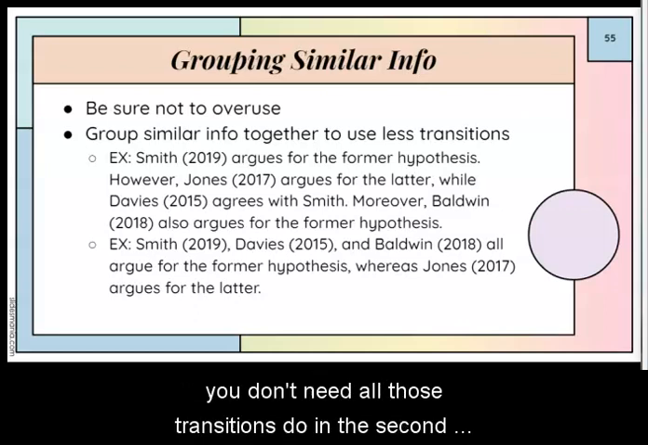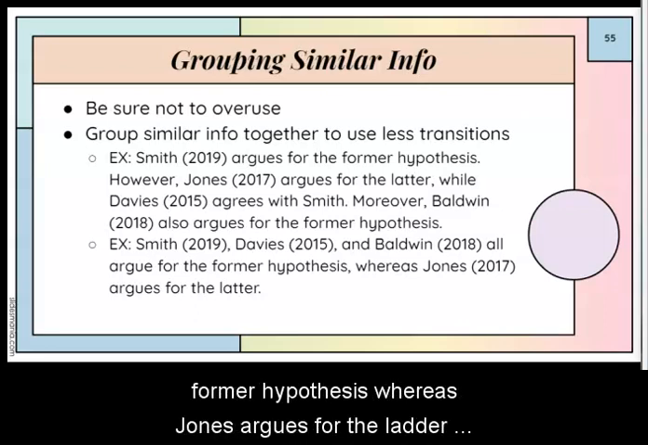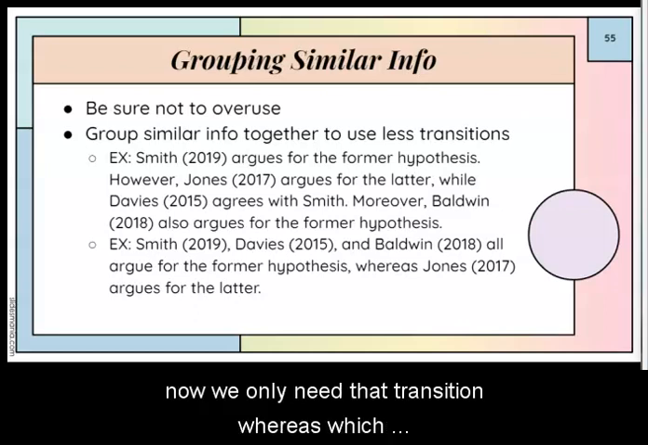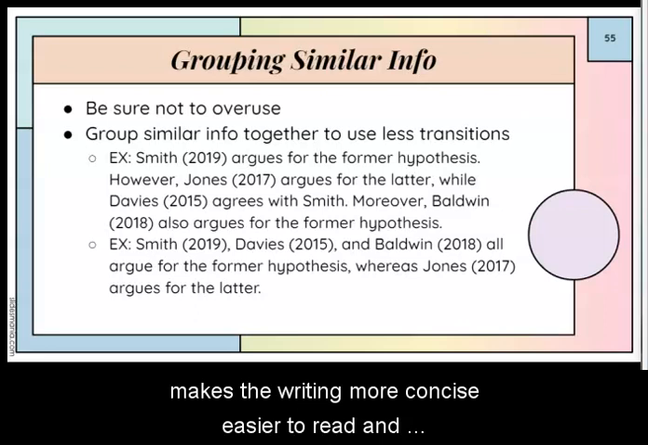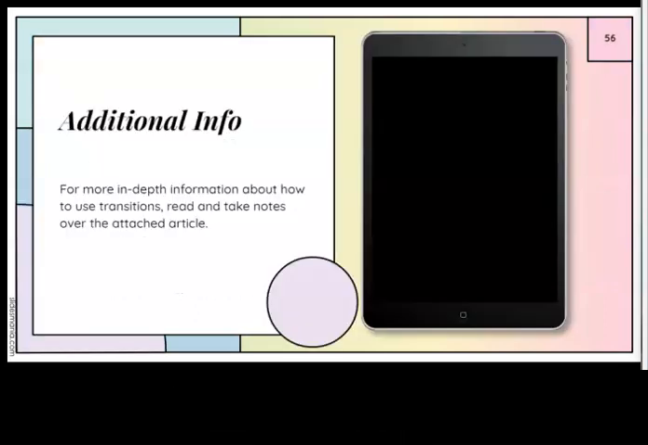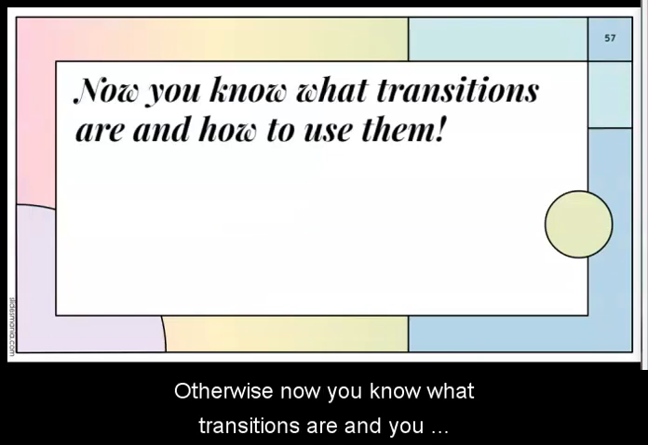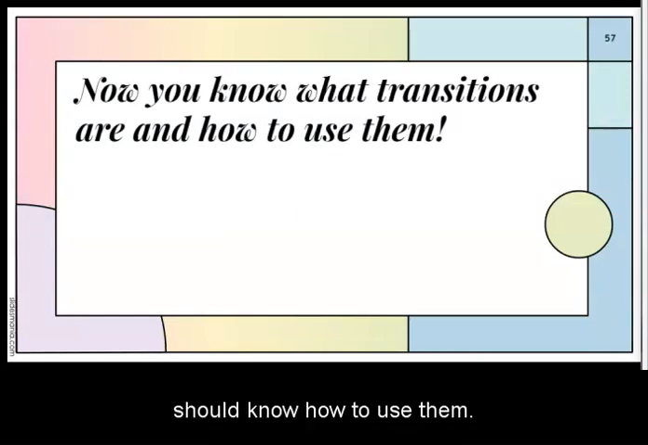So in the second example, Smith, Davies, and Baldwin all argue for the former hypothesis, whereas Jones argues for the latter. Now we only need that transition whereas, which makes the writing more concise, easier to read, and easier to understand. If you want to dig more into transitions, check out the attached article here. Otherwise, now you know what transitions are and you should know how to use them.